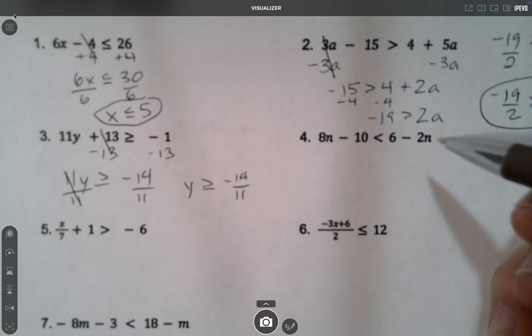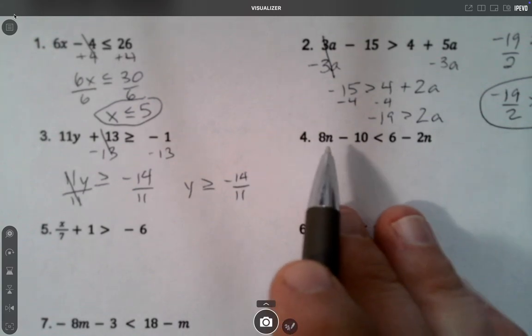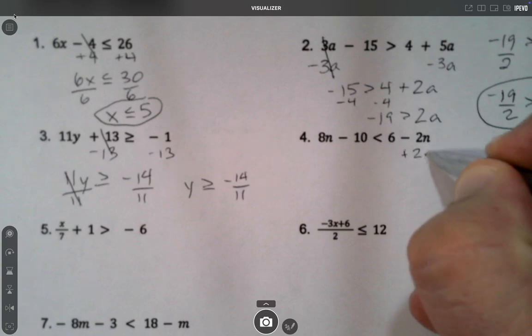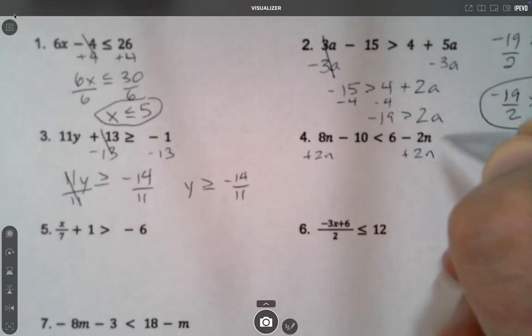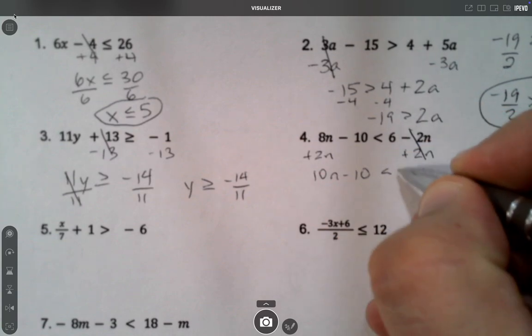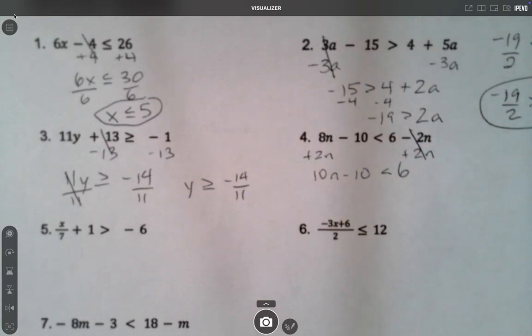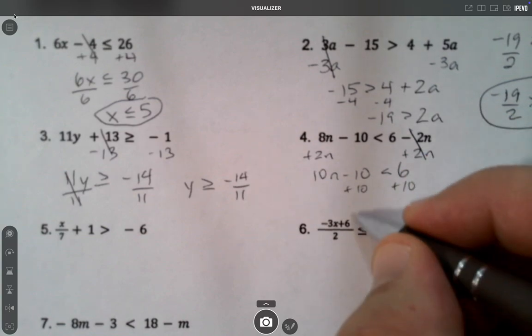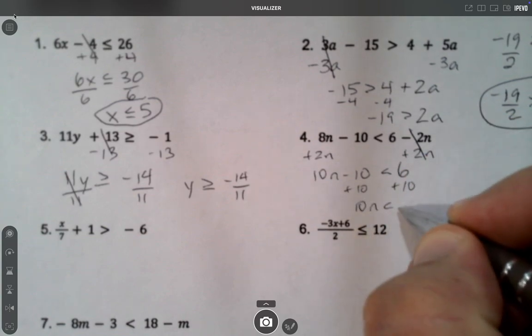Okay, number 4, similar to number 2 in that we have variables on both sides. So I'm going to choose to add the 2n over. Gives me 10n minus 10 less than 6. Then I add 10 to both sides. Gives me 10n less than 16.